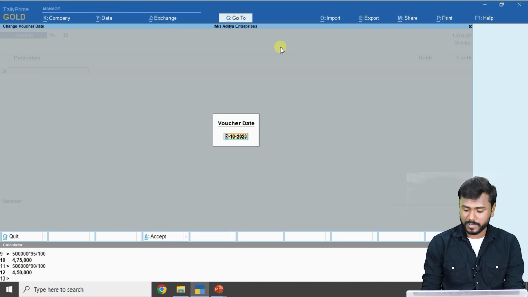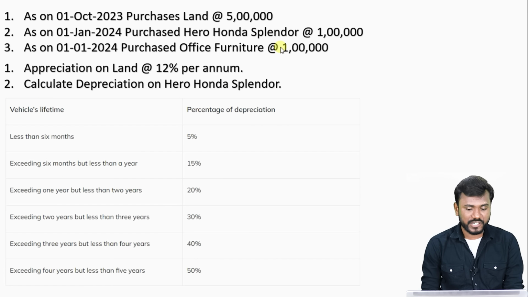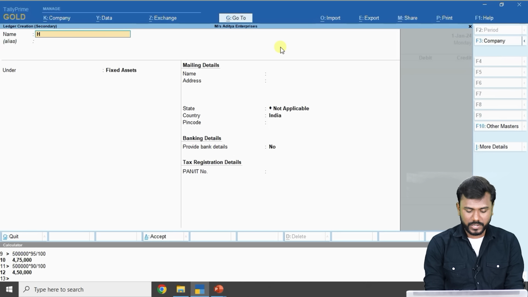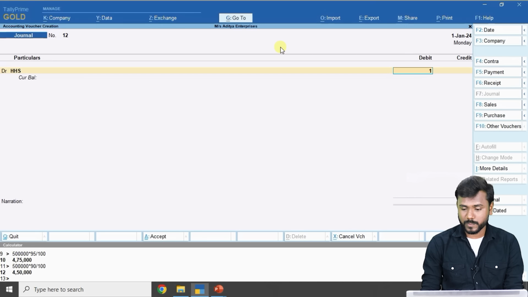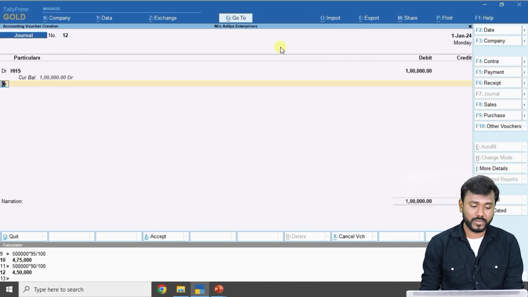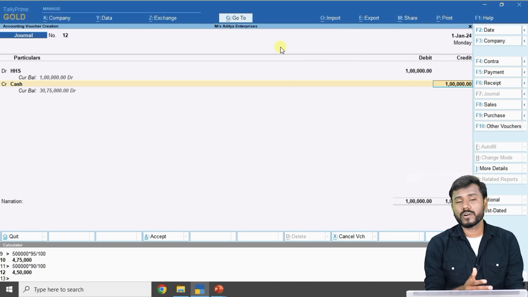Next, as on 1st January, we purchased a Hero Honda Splendor. It is also an asset for the business. On 1st January, in the last quarter, we purchased the Hero Honda Splendor. Go to create and create Hero Honda Splendor. That comes in again as a fixed asset. The Hero Honda Splendor value at the time of purchase was 1 lakh. 1 lakh Hero Honda Splendor is coming in and cash is going out. So again, debit what comes in, credit what goes out.